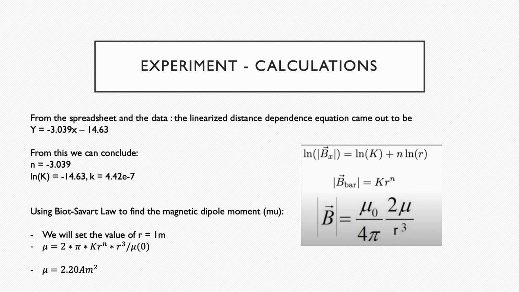Then a calculation. So from the spreadsheet and the data, the linearized distance dependence equation came out to be this. So from this we can conclude that the n was minus 3.039, ln k was minus 14.63, and therefore k was 4.42 times 10 to the power minus 7. Using the Biot law to find the magnetic dipole, we found out the dipole moment to be 2.20.